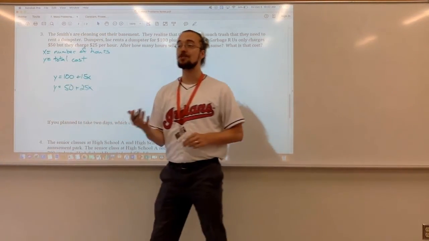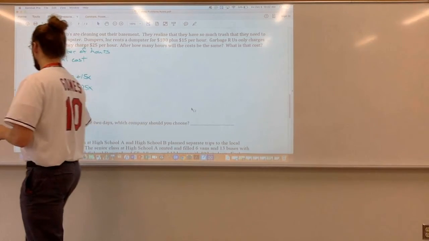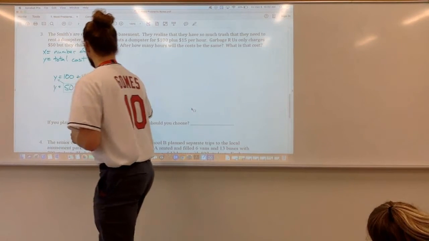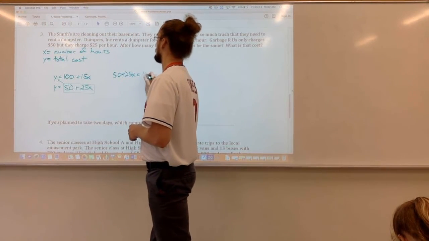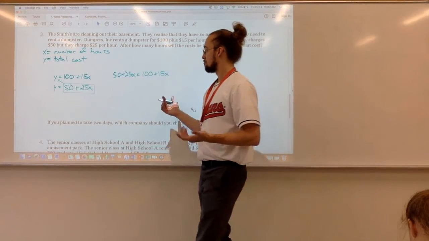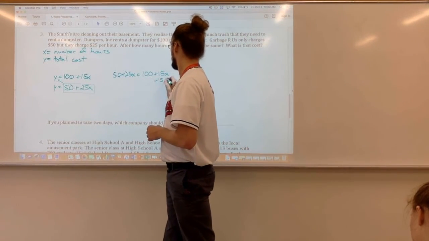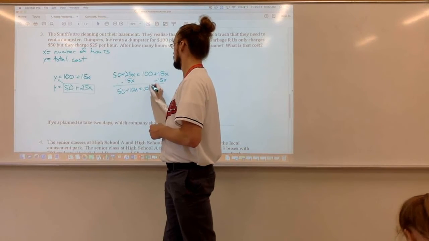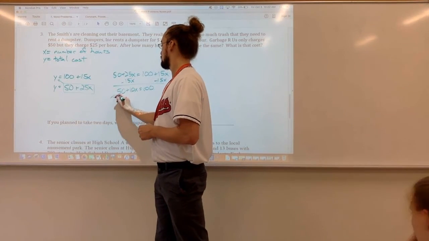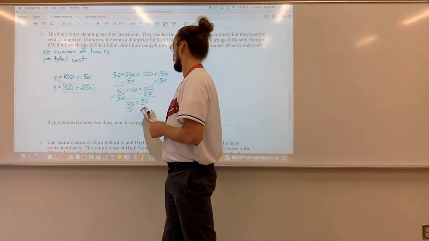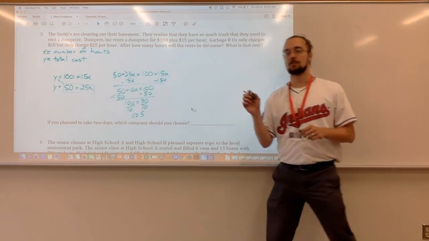All right, if I want to use substitution, I already have y solved. So I would take this and plug it in for y in the other equation. What we end up with is 50 plus 25x equals 100 plus 15x. Then we just want to solve. Drag the 15x over: 50 plus 10x equals 100. Drag this over: 10x equals 50. Divide by 10, and x equals 5.